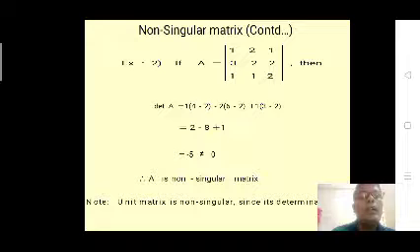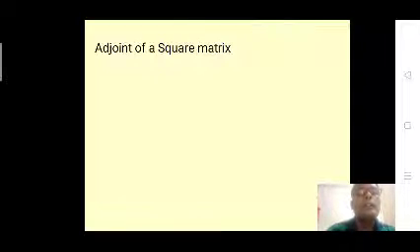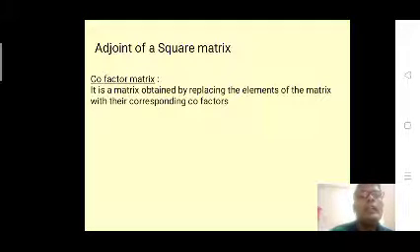A unit matrix is non-singular since the determinant is not 0. Then we go to another topic, the adjoint of a square matrix. Before going to the adjoint of a square matrix, first we see the cofactor matrix. It is a matrix obtained by replacing the elements of the matrix with their corresponding cofactors.